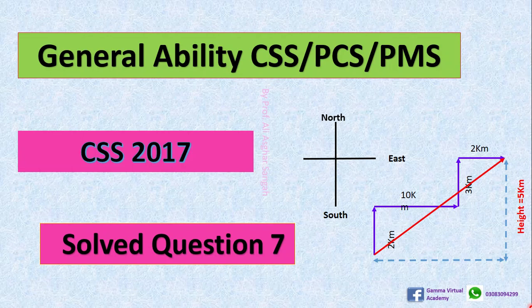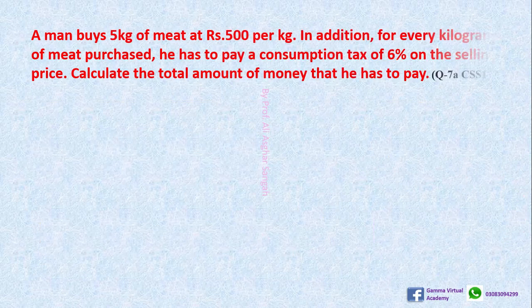In this video, we will discuss question number 7 of CSS paper 2017 General Liability. In question number 7a, we have a man buys 5 kg of meat at 500 per kg. In addition, for every kilogram of meat purchased, he has to pay a consumption tax of 6% on the selling price. Calculate total amount of money that he has to pay.